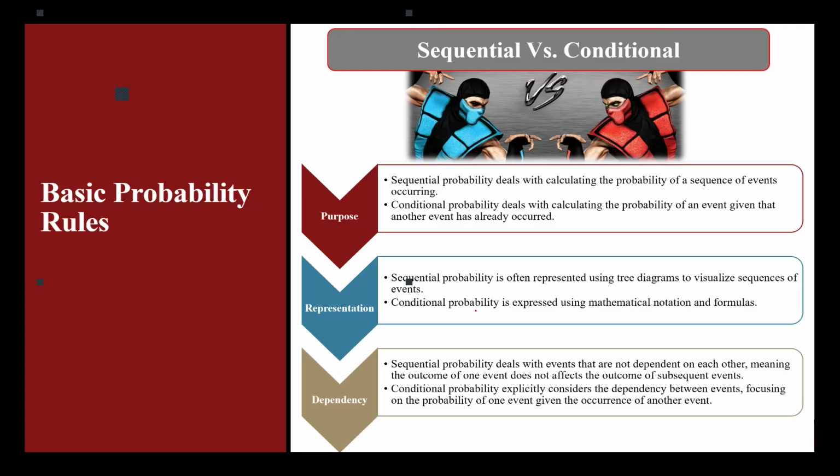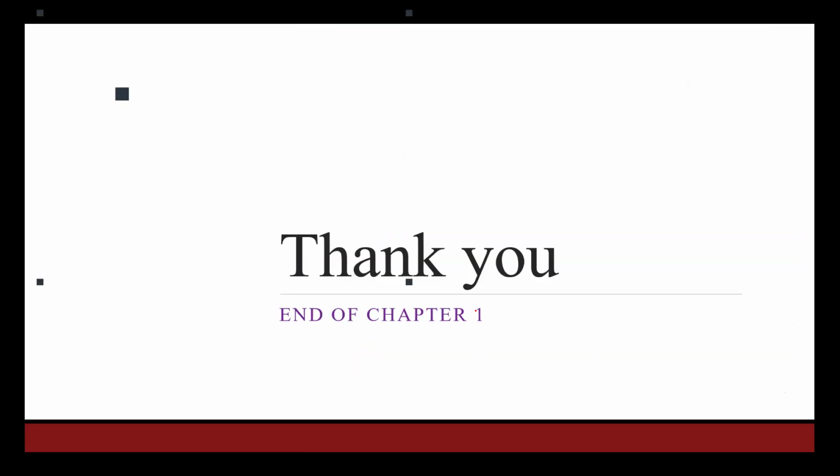And the dependency was the main difference. In sequential probability, we don't have any dependency. The events are independent of each other. The two experiments in a sequence are independent of each other. But in conditional probability, the event that we want to look into is conditioned by event B already having happened. So it depends on the result of B. Are we good? So that is for today, and this is the end of our chapter 1.